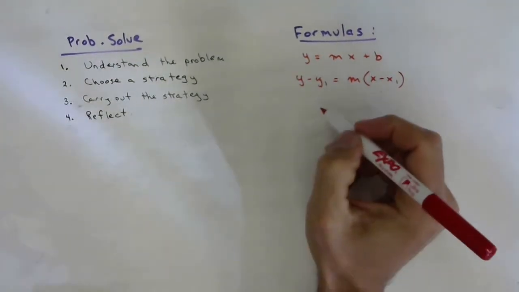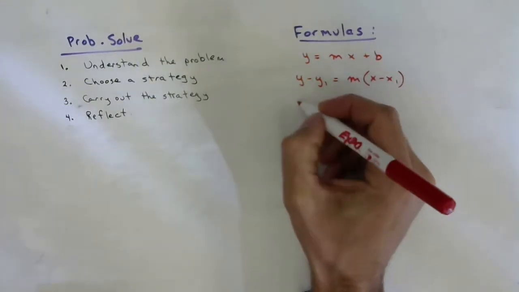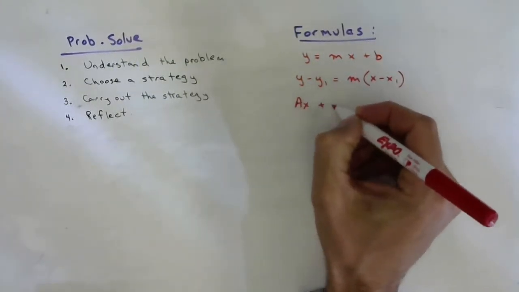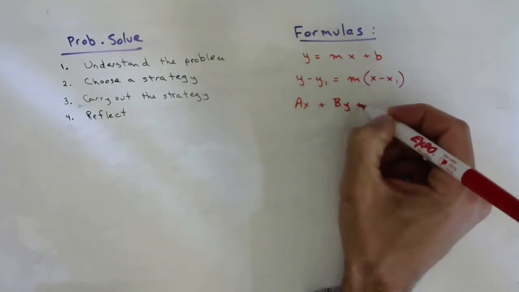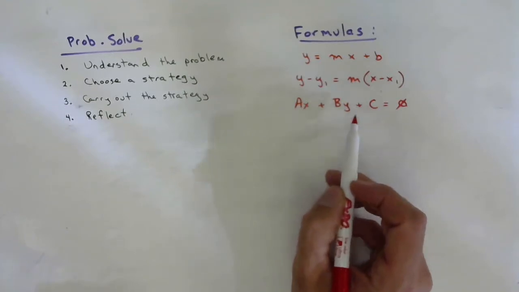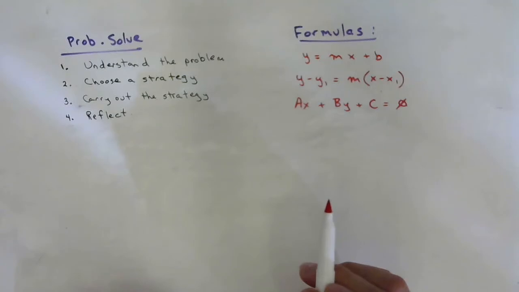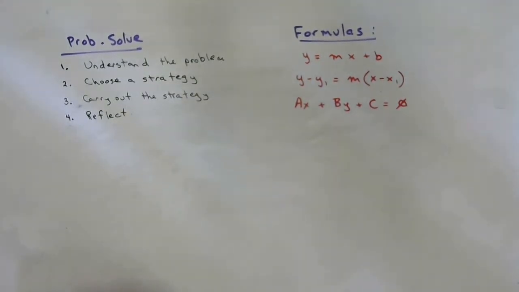Okay, so we could also have a standard form of an equation. Let's write it. Ax plus by plus c equals 0, where a, b, and c are integers, and a and b cannot both be 0. Yep, so you're thinking about the distance or length formula? Okay, I'm going to write them down.